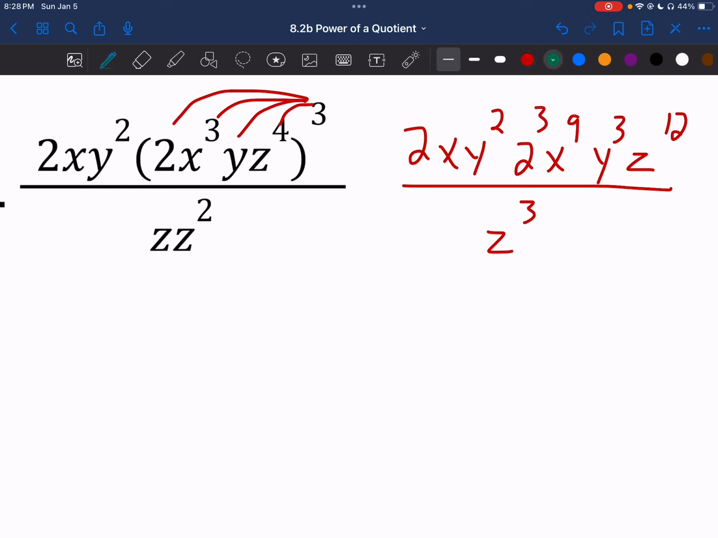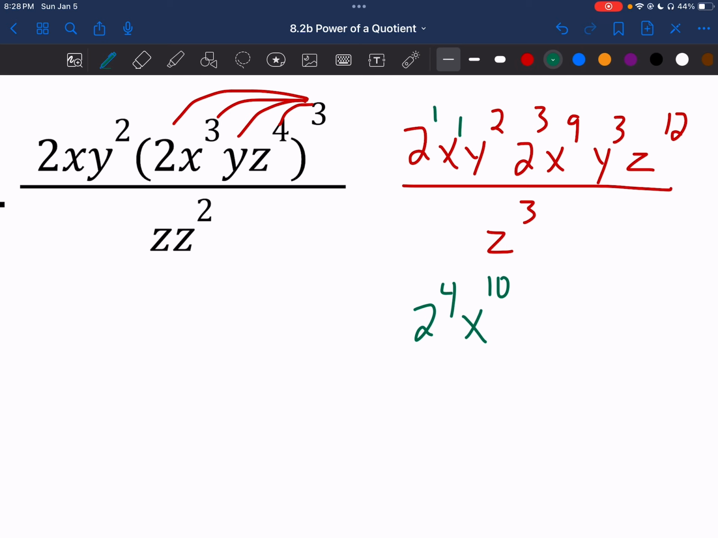So now we've got pieces all over the place. Start with our coefficients. We've got 2 to the 1st and a 2 to the 3rd. So that's going to be 2 to the 4th. All right, we're going to group our pieces together. So now I have x to the 1st, x to the 9th. So that's going to be x to the 10th power.